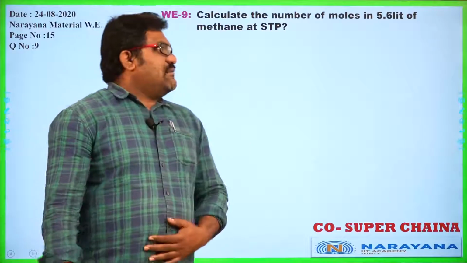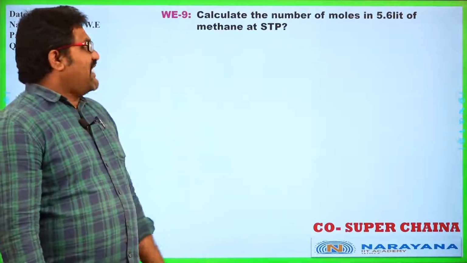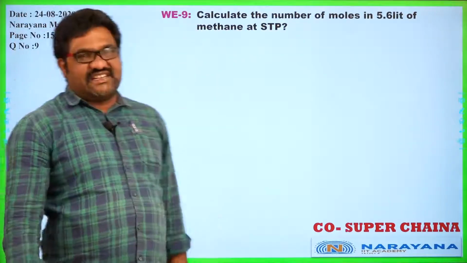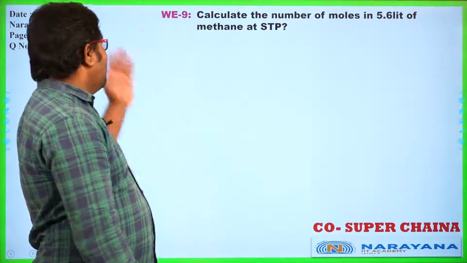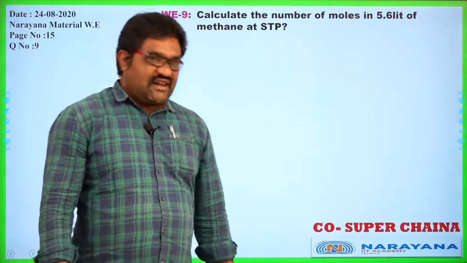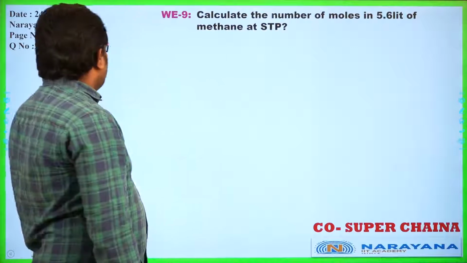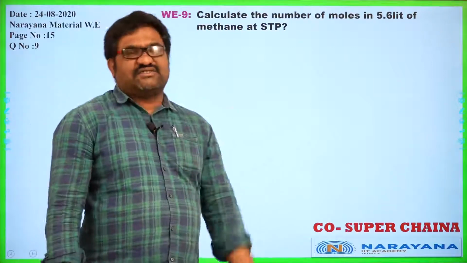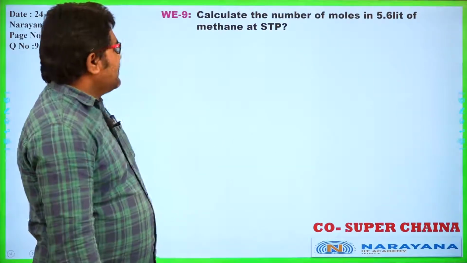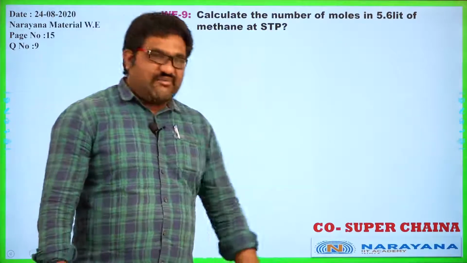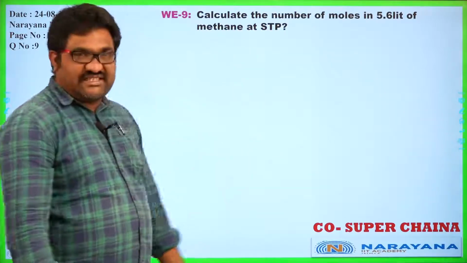Now, calculate the number of moles in 5.6 liters of methane at STP. This is a worked example in our Narayana material, like the previous two problems.